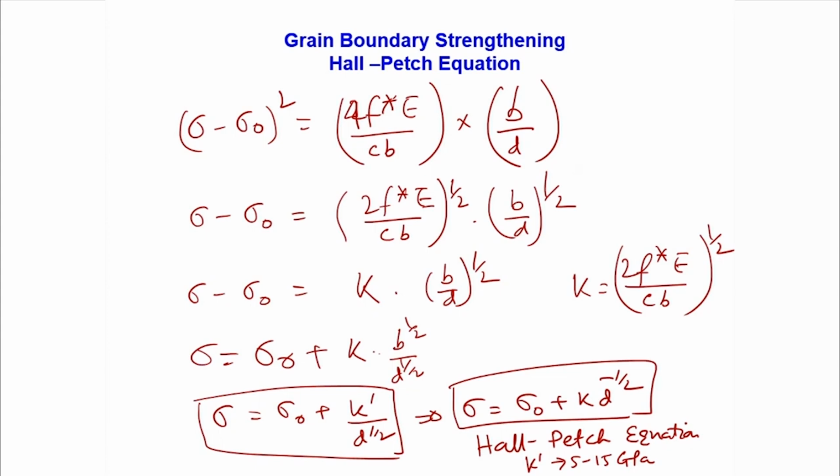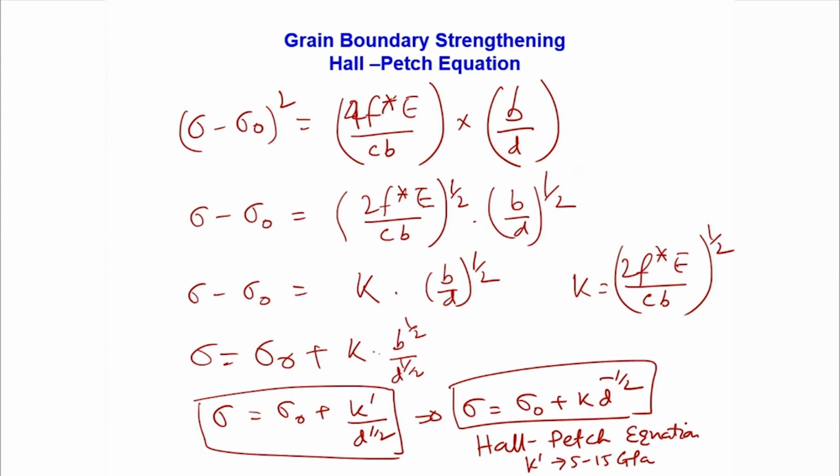So, as you know, D is raised to the power minus half, therefore the effect is more significant. This is not linear. The effect is more significant because of the factor half, and this is inversely proportional. But this can happen very easily only till a critical grain size, below which it is no longer possible. We will come back and discuss that aspect also.